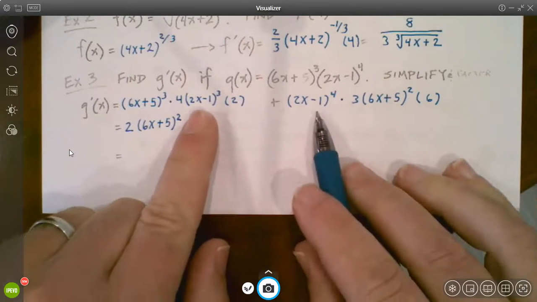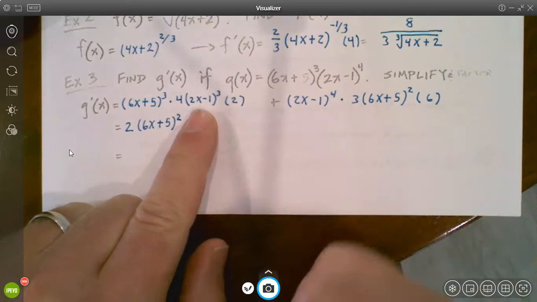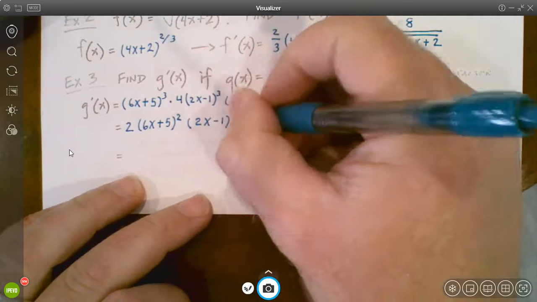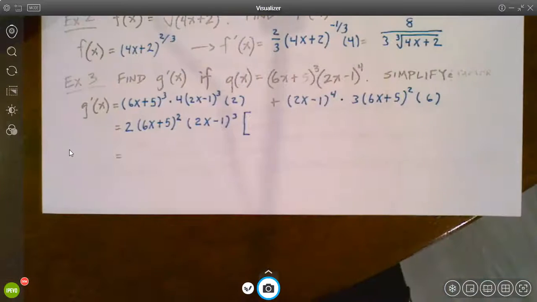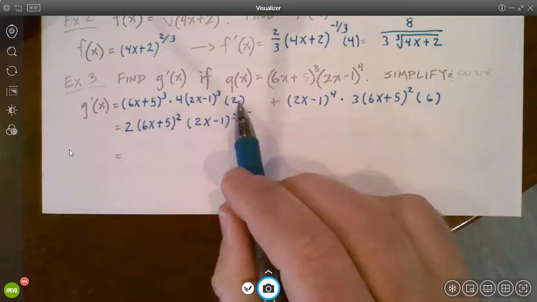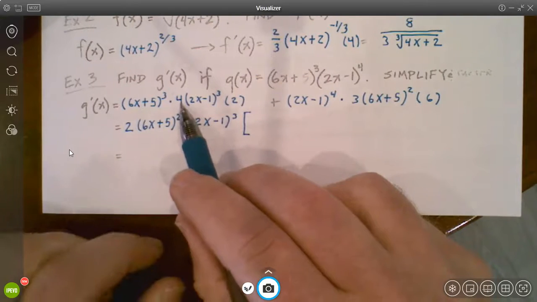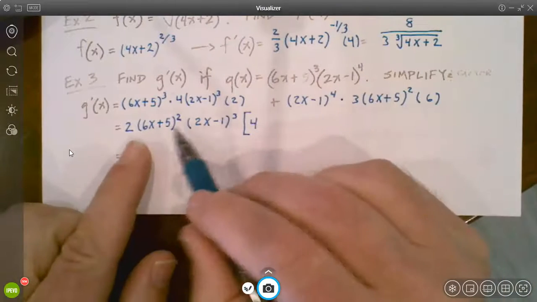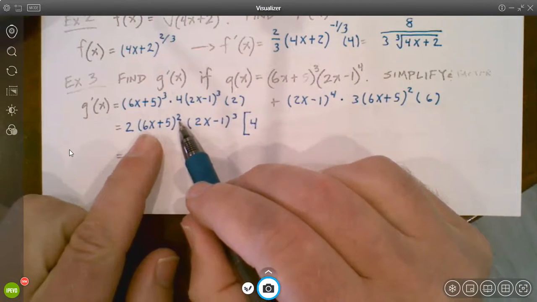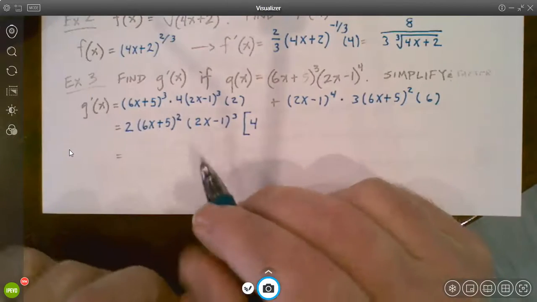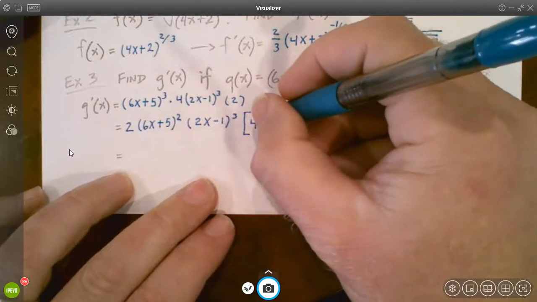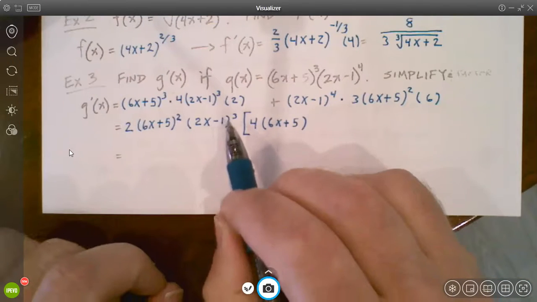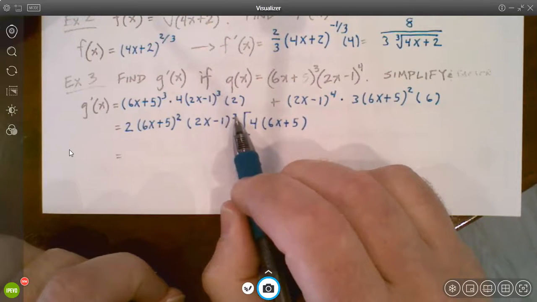And as far as this one goes, again, I want to take out the one with the smaller exponent, so 2x minus 1 cubed. And now in brackets, I'm going to write what is left over. So if I divided this out of my first term, what would be left? So I still got the 4. The 2 was divided out. So 4 is still there. As far as this guy goes, we took out 2 of these. There used to be 3 of them, so I got 1 of those left over. So I got 6x plus 5 to the first left over.